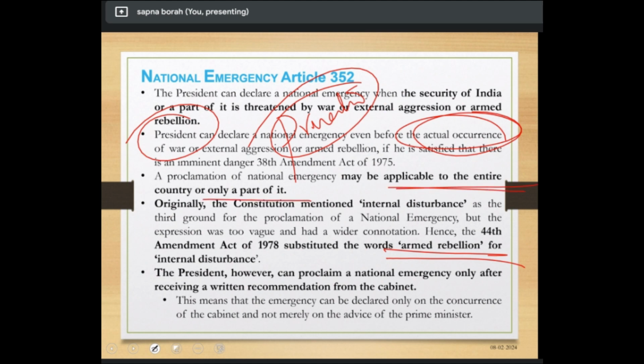Which amendment added the word armed rebellion? It was in the 44th amendment, 1978.